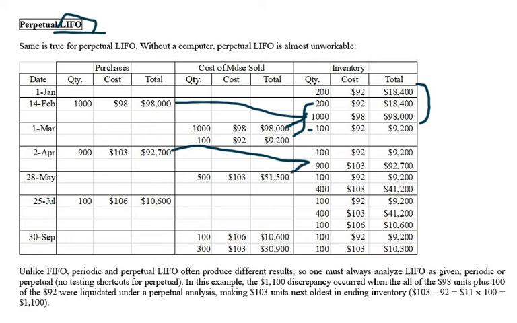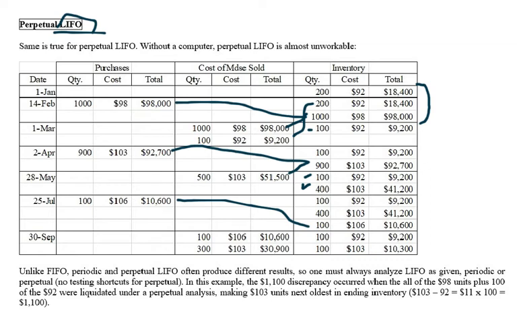Again, what's our newest stuff? Whatever's on the bottom, so they all come from there. So that still leaves us our 100 units at 92 and only 400 units at 103. Next up, we're going to buy another 100 units at 106. So we have 100 at 92, 400 at 103, and 100 at 106.